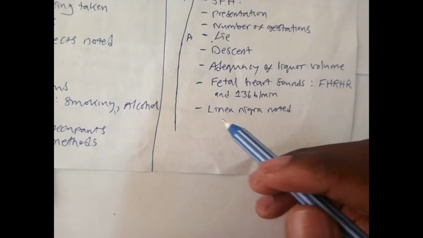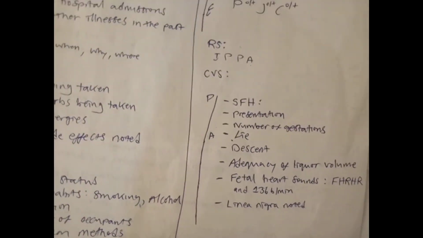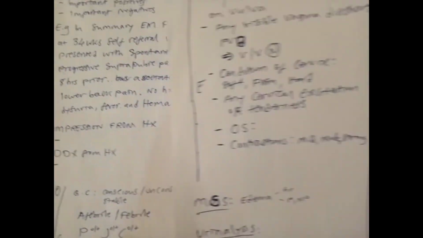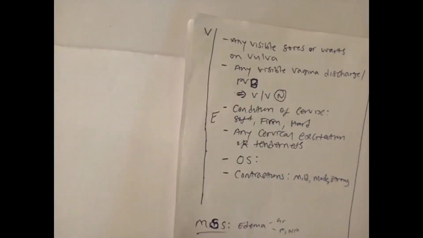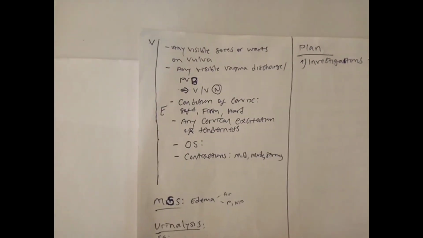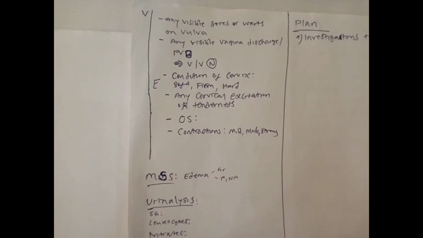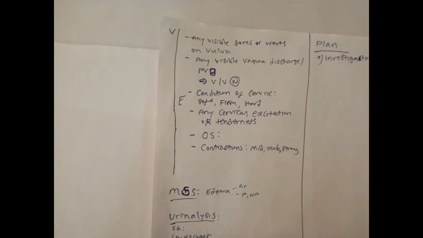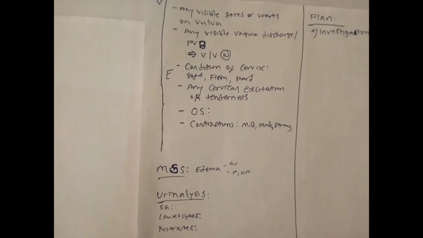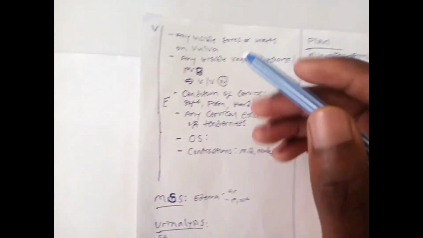Of course, if the patient is pregnant, you can note the linea nigra. Then after you've done your per abdomen, you can do your VE. Not all patients require VE. For example, if from your history you are suspecting APH, patients with APH you have to be careful with, and patients with PROM you have to be careful with. So you don't just do VE on any patient.